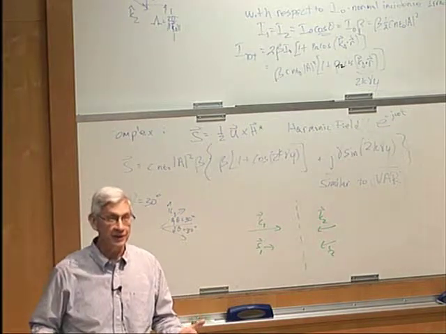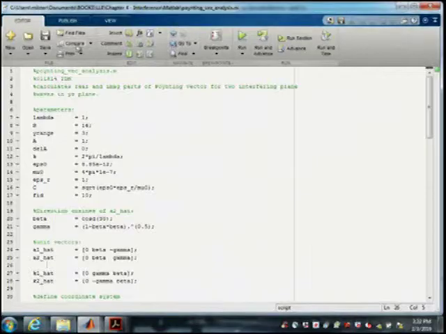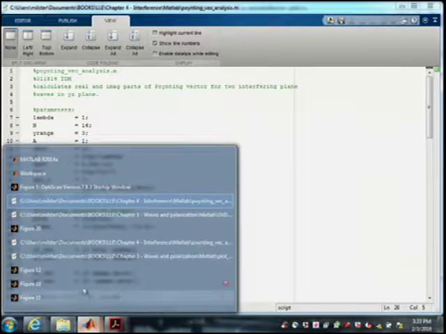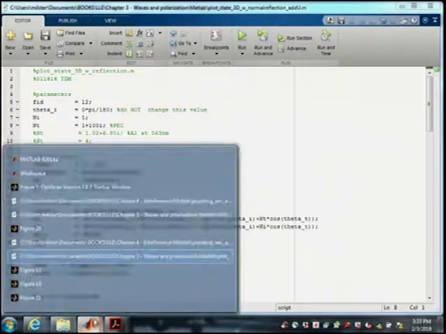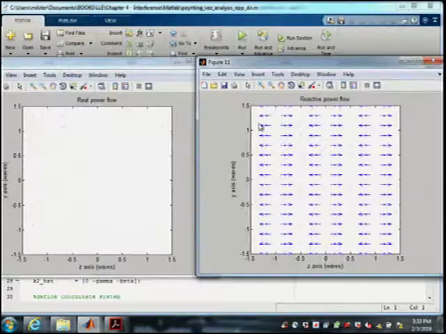So what about this Poynting vector thing? It turns out, if you do the calculation, which I have, hold on a second. Yeah, it's this one. Real power flow, zero. Reactive power flow, exactly the way the fringes are located. So it's like stored energy there. Power isn't actually flowing. It's just kind of sitting there.